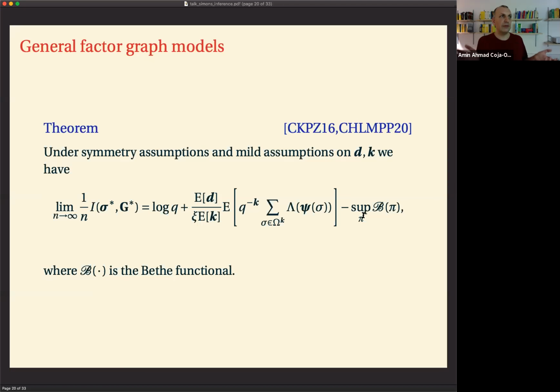Nonetheless, it's a step in the good direction, I would say. It doesn't cover everything, but it provides a somewhat comprehensive justification of these cavity method predictions. And it seems fair to say that the techniques probably carry over to a bunch of other problems that are not formally covered by the result as such.